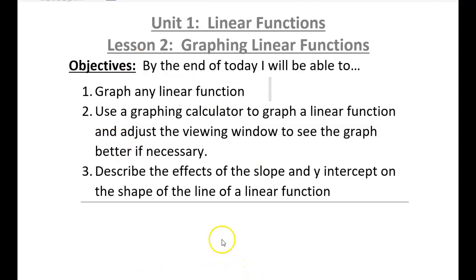Alright guys, so this is our second lesson here. Unit 1, linear functions, we're going to continue that. Today we're going to talk about how to graph linear functions. Last time we looked at the graphs and we found their slopes and their y-intercepts and all that, but today we're going to learn how to create the graphs ourselves.